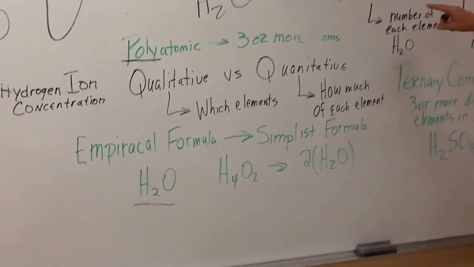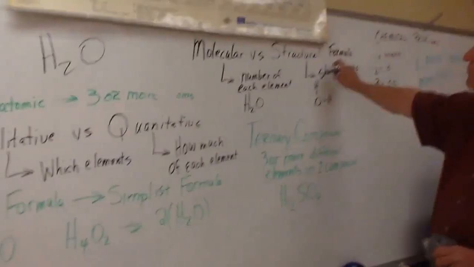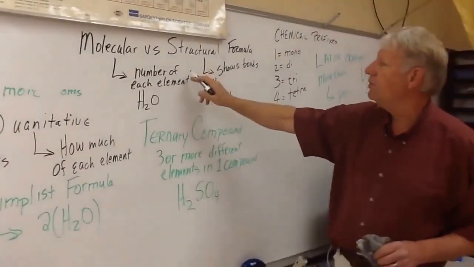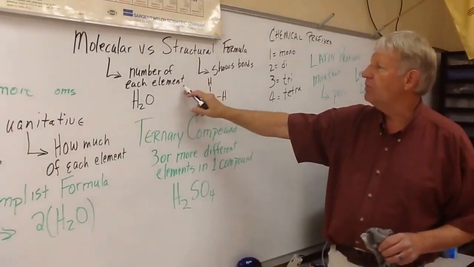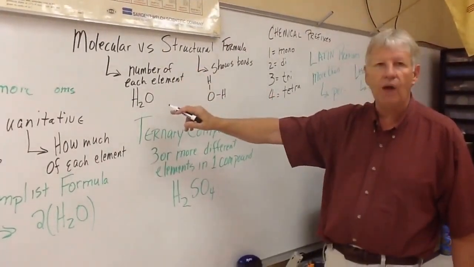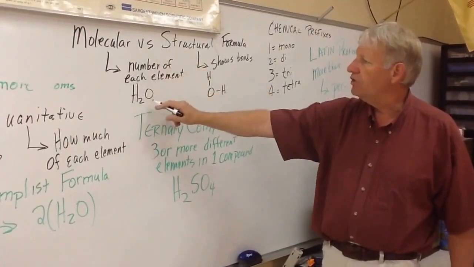Now, molecular versus structural formula. The molecular formula is the number of each element. So the molecular formula, once again, using water throughout this as an example, is H2O.